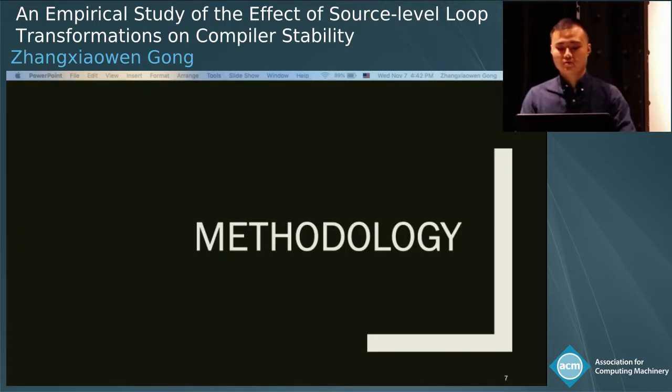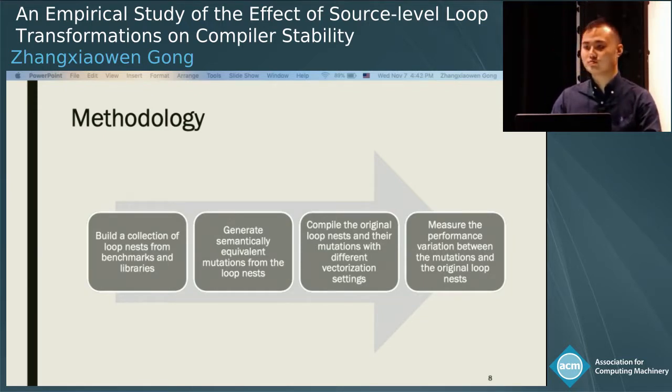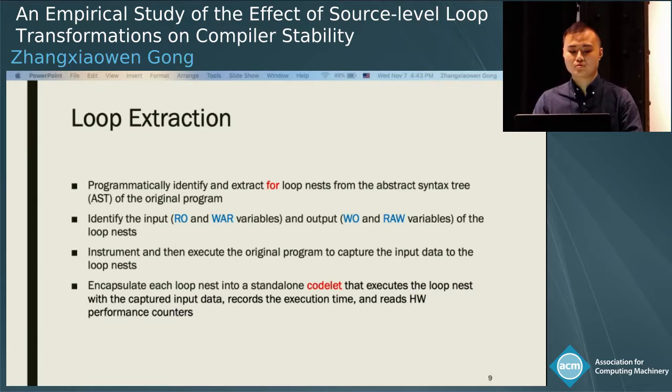Now let me talk about our methodology. Our methodology consists of 4 basic steps. The first step is to build a collection of loop nests from benchmarks and libraries. Then we generate semantically equivalent mutations from the extracted loop nests. After that, we compile the original loop nests and their mutations with different vectorization settings. And finally, we measure the performance variation between the mutations and the original loop nests in order to assess the stability.